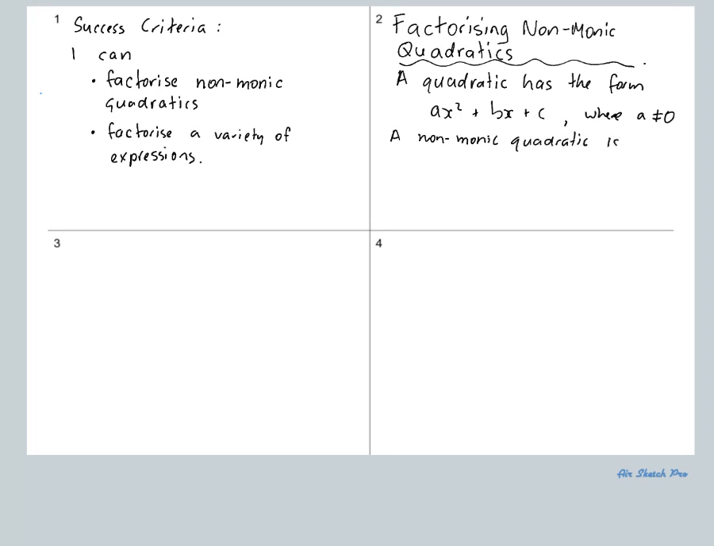A non-monic quadratic is when A does not equal 1. Now, what I'm not going to deal with, because it's just a pain in the butt, but there are ways you can deal with them, is A being a fraction. So I'm just going to stick with A being a whole number. So e.g., 4x squared plus 15x plus 16. That's a non-monic quadratic.